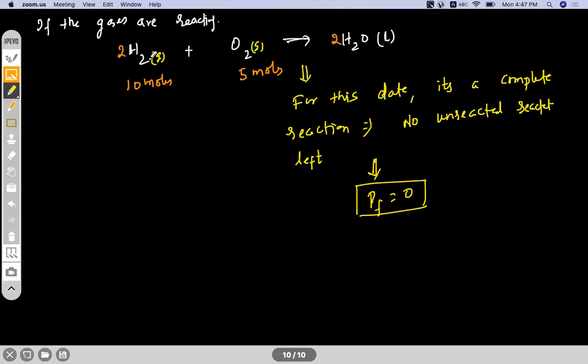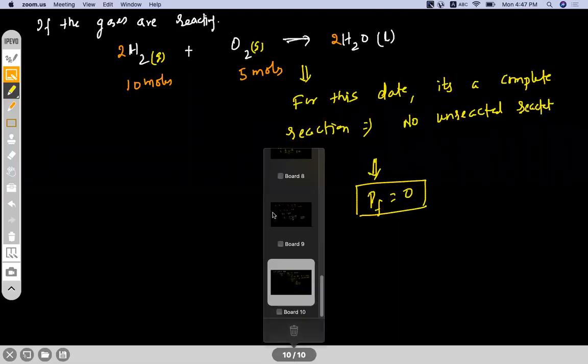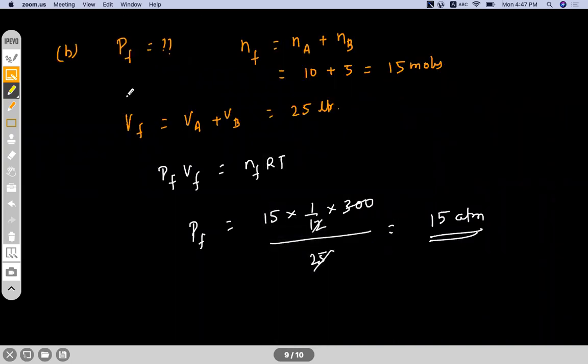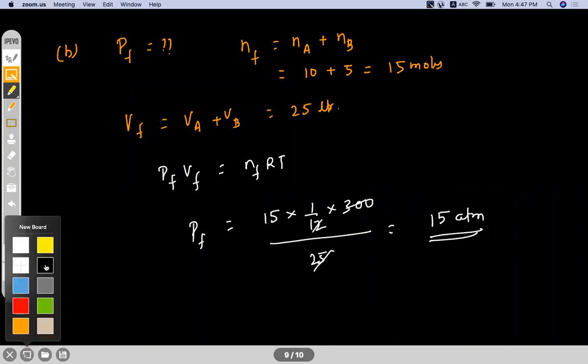Clear? No doubt? So this we can do. We can add this volume here. We are adding up this volume since the temperature is the same. If the temperature is not the same, we cannot add the volume. VF does not equal VA plus VB.